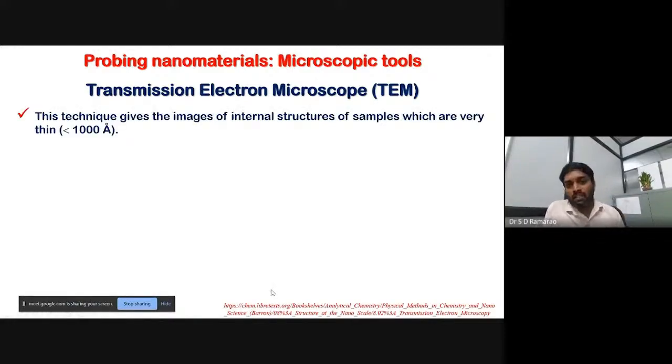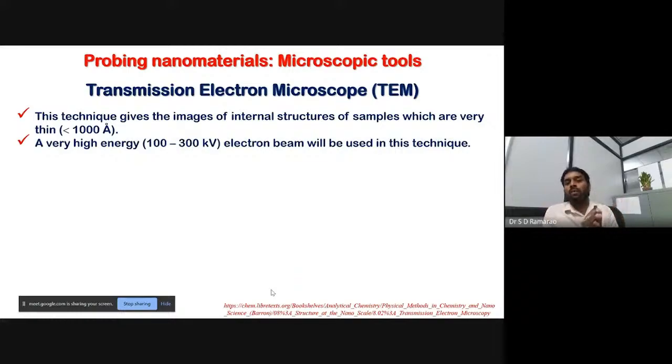And what is this technique, transmission electron microscopy? What it means actually is that you will use a very high energy electron beam. You all know, right? When an electron is moving, it will behave like a wave, from your quantum mechanics, the de Broglie hypothesis. In the same way, your electron will be accelerated with a very high potential. You can see at 100 to 300 kilovolts potential gradient you will apply, and these electrons will move with very high velocity, and then they will pass through your material. That means the one which you want to characterize, you will keep.